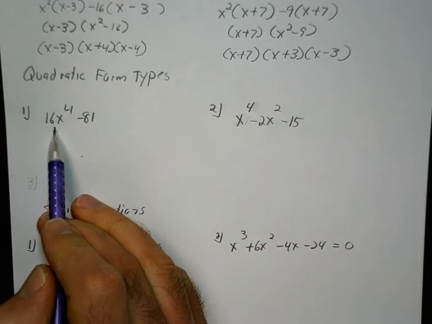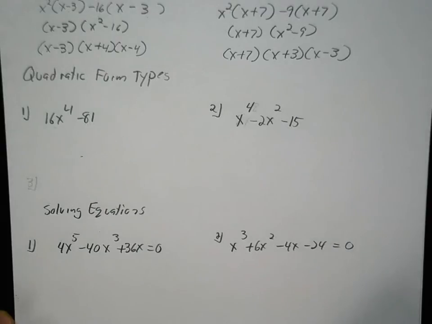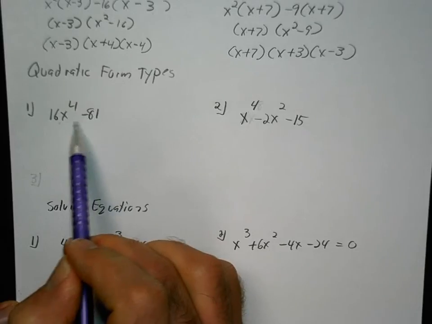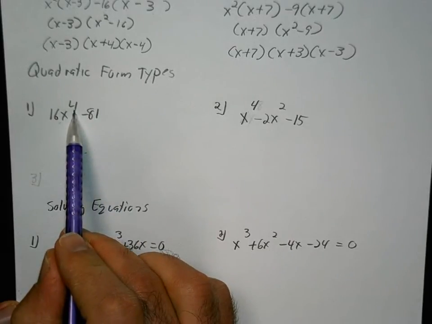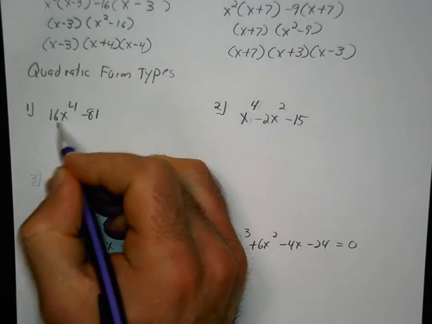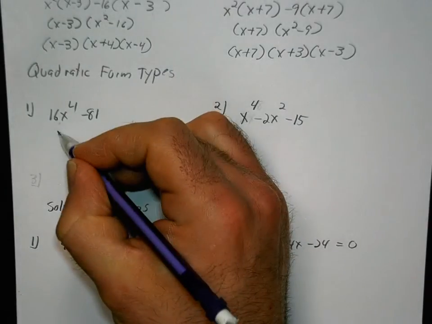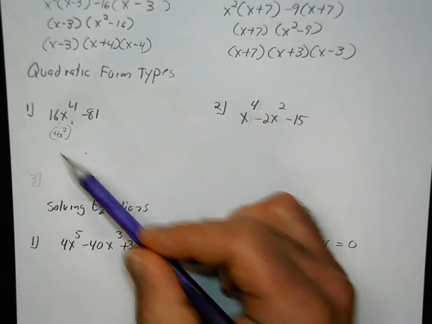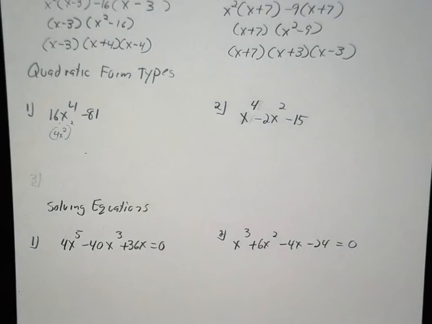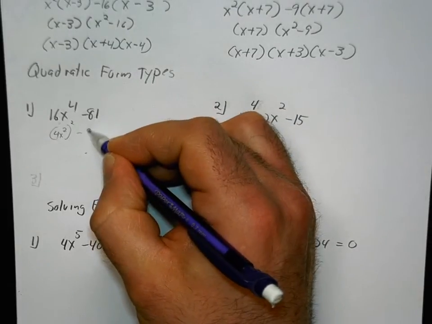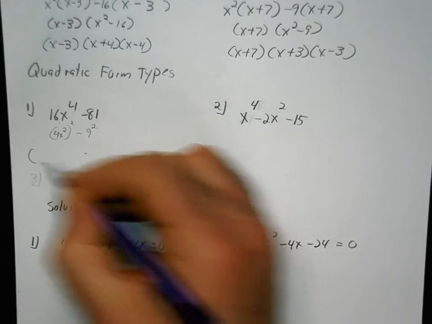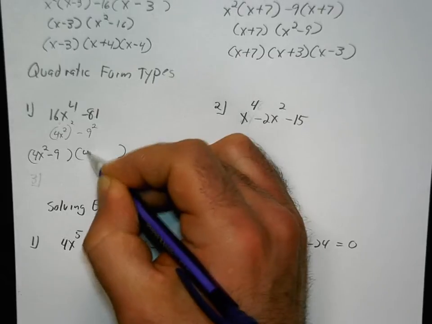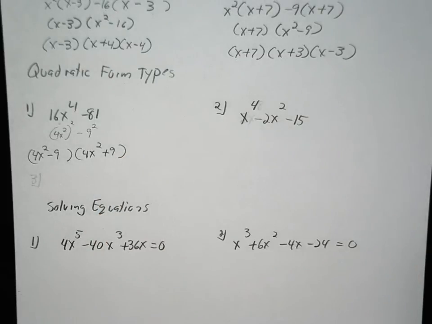For example, this one, 16x to the fourth minus 81, is actually a difference of squares, even though this isn't a squared term. Okay, what would we square to get this term here? Well, we'd square 4x squared, which would give me 4 squared is 16, x to the fourth. And what would I square to get 81? 9, right? So this factors to 4x squared minus 9 and 4x squared plus 9.